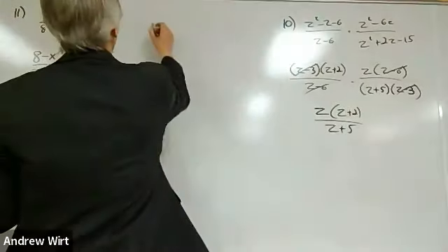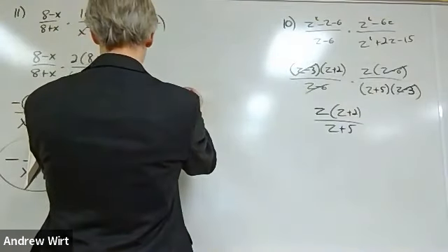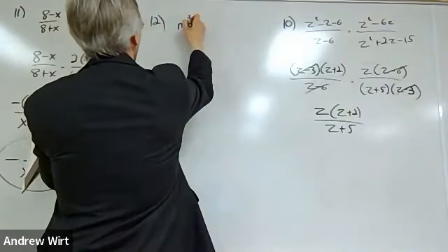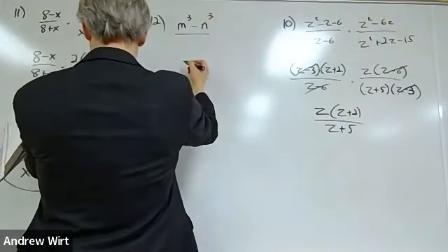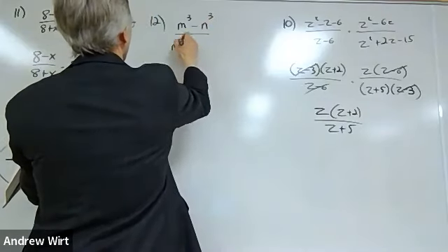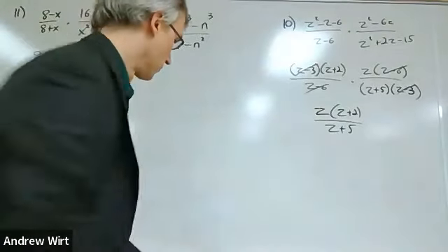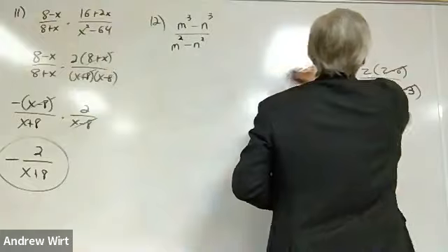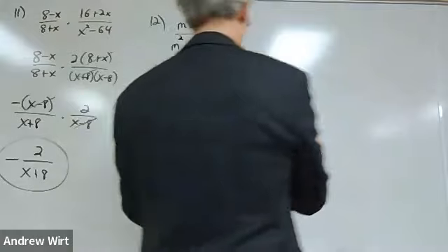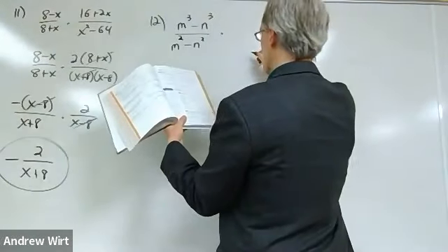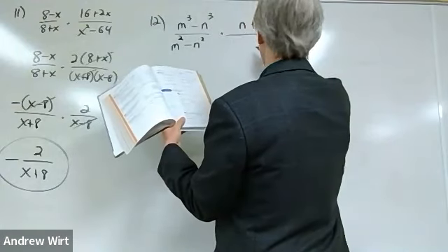Number 12. Got a division problem here. So I'm going to do the same thing as I did last time. Our first step right here is going to be converting to multiplication. I'm going to flip that second fraction over. N plus m on top, or m plus n, doesn't matter.